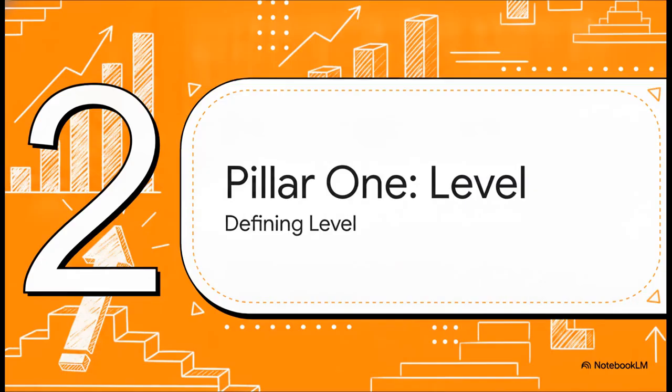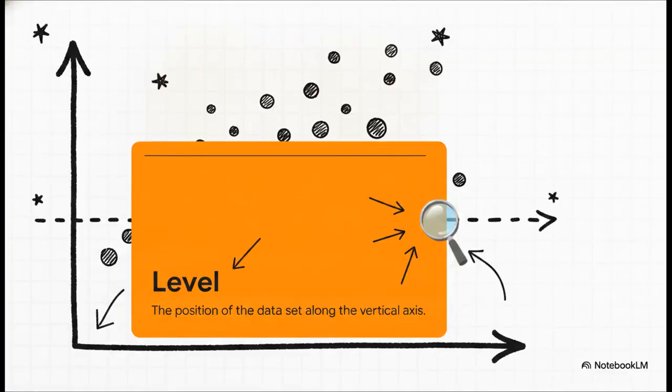Moving right along to Section 2, Pillar 1, Defining Level. So, what exactly is level? The material provides a really nice, precise anchor for this. It's simply the position of your dataset along the vertical axis. Just imagine drawing a perfectly horizontal line straight through the center of a cluster of points. Wherever that line hits the vertical axis, that tells you exactly where the behavior is happening at that specific phase.